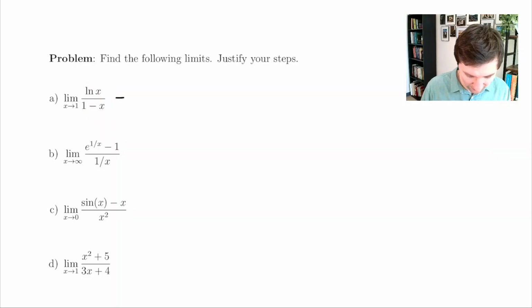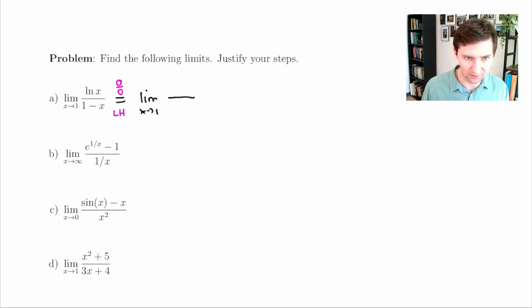This means that this limit is of the form 0 divided by 0, a required form for L'Hopital's rule. This allows me to use my rule, and I get the limit as x goes to 1 of, and now I take derivatives of the numerator and of the denominator.